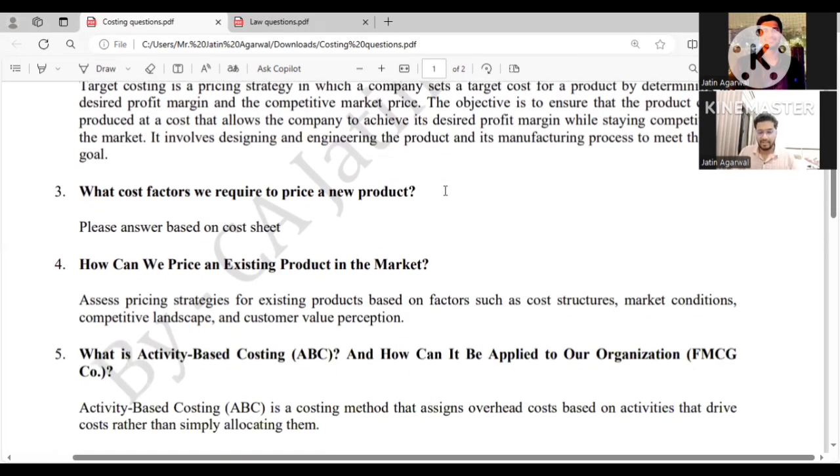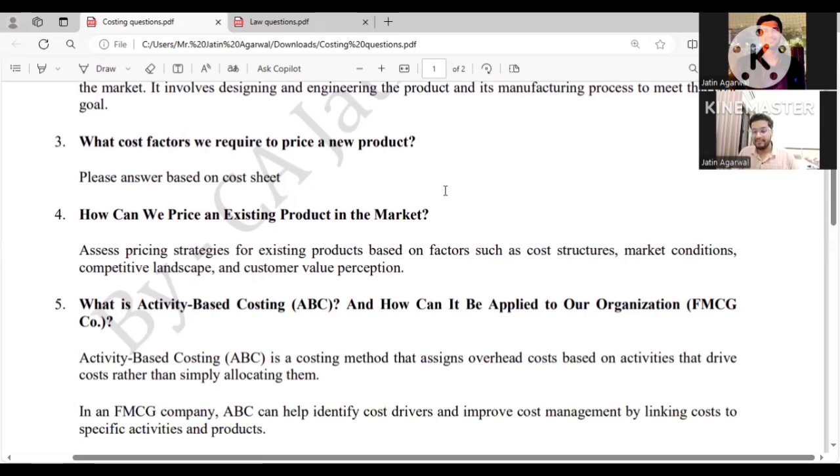And the next question: how do we price an existing product in the market? For pricing an existing product, you need to look into four things. First, your competitive landscape, that is, how the competitor's product is valued. Second, the perceived value of your product in the customer's eyes. Third, your cost structure, and fourth, market conditions, right?